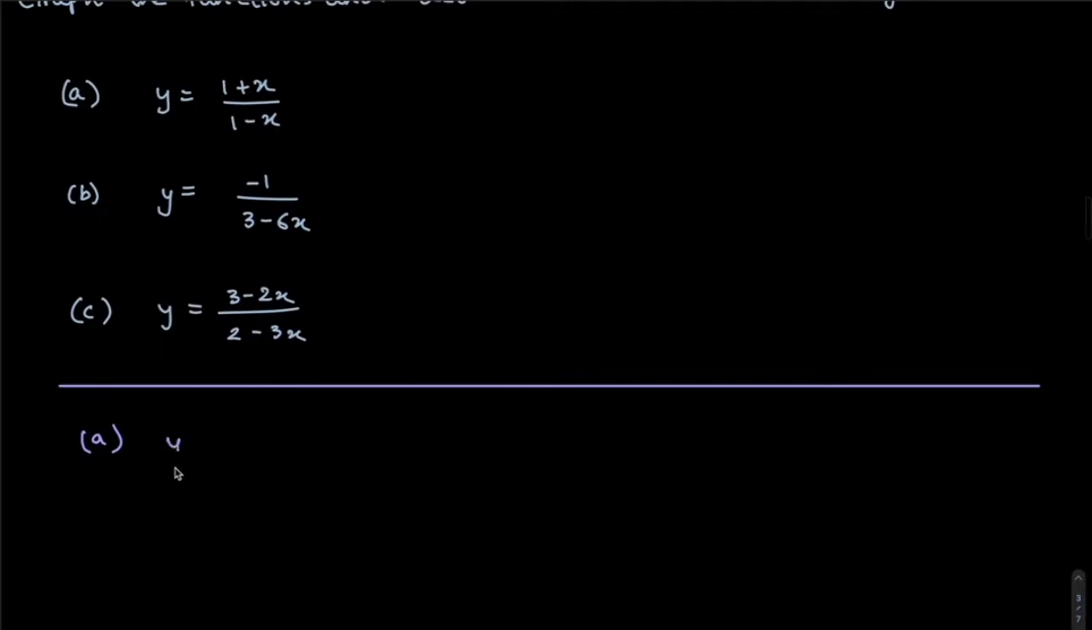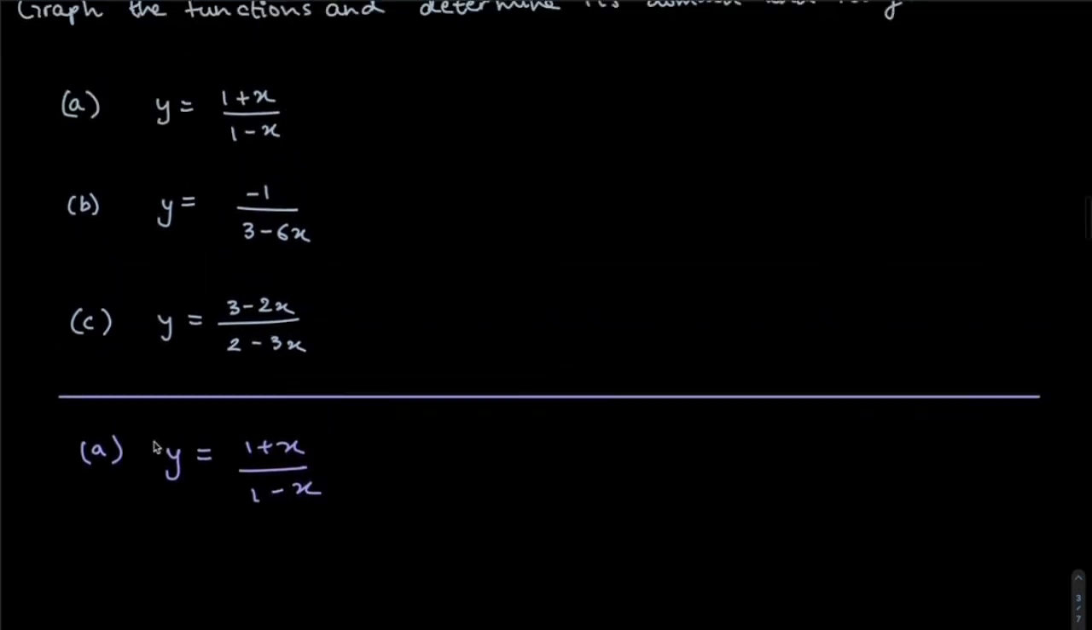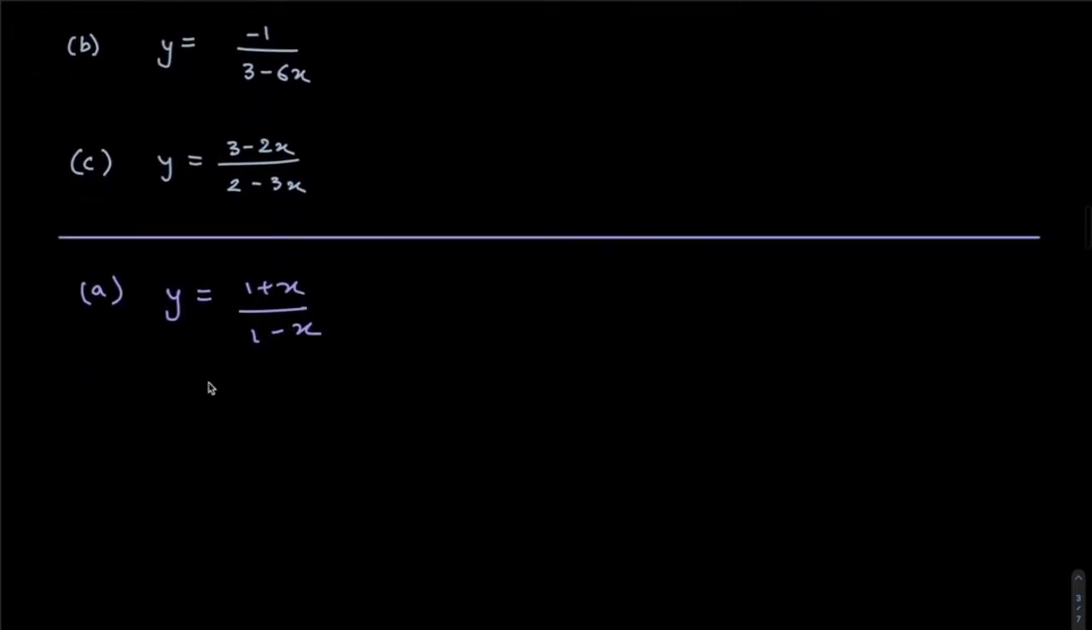So we're given y is equal to 1 plus x over 1 minus x, right? Simple. Let's start. Domain and range. So domain, we're going to let the denominator equal to 0. So 1 minus x is equal to 0. x is equal to 1, right? This is our vertical asymptote, right?